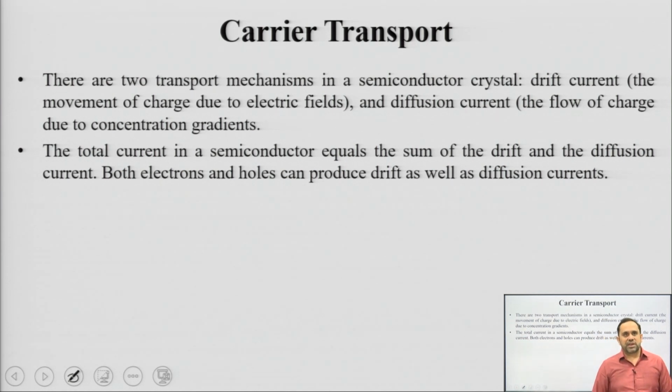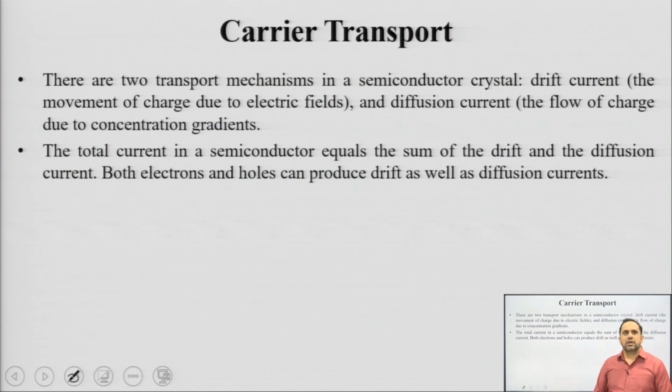So, when we talk about carrier transport, when you compare semiconductors with metals, metals only have freely available electrons, you apply a small voltage and they start to drift. Insulators do not produce any current, so there is not a lot of question of thinking about carrier transport in insulators. But when it comes to semiconductors, the phenomena of carrier transport has a lot of components associated with it. Okay. Broadly, there are two transport mechanisms in a semiconductor crystal, mainly drift current and diffusion current.